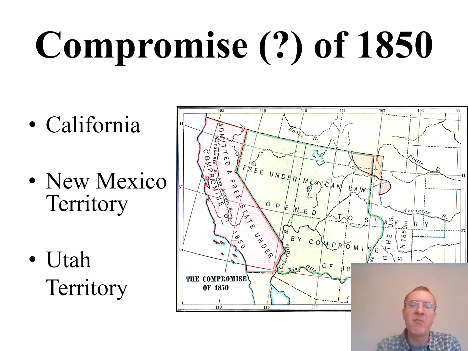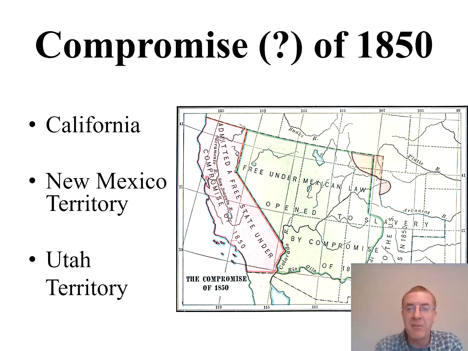And when we get to 1850, we're finally going to have to start talking about what we are going to do with all this territory that the United States acquired as a result of the victory against Mexico. So we got California to deal with. Are they going to be a free state, a slave state? Should we cut them in half?